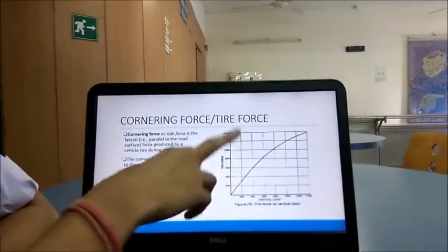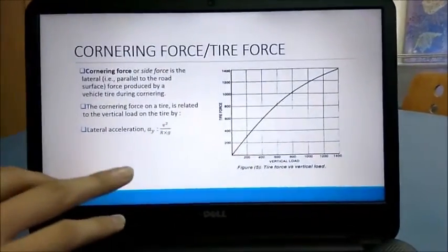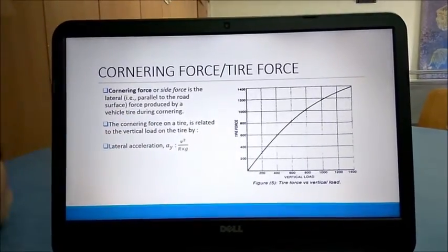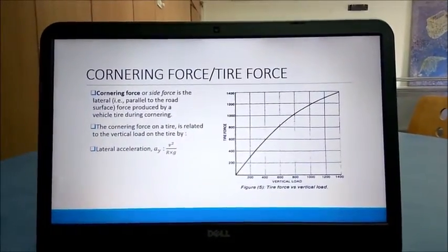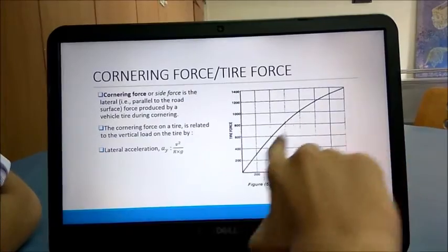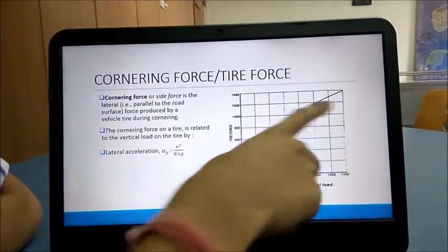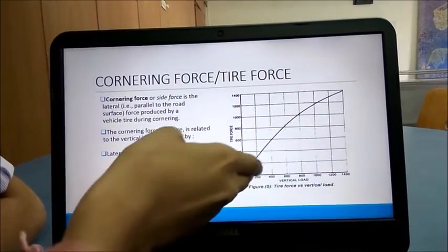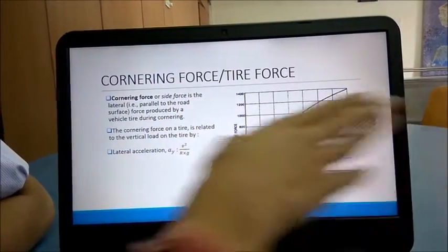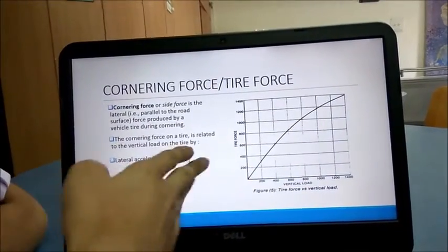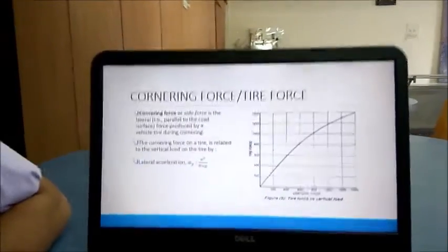As you can see here, this is the graph for the cornering force versus vertical load. Cornering force is directly dependent on the vertical load on the tires. So as you can see in the graph, the rate decreases as the vertical load increases. Earlier the tire force is sort of linear, then it kind of fades away. This is the equation for lateral acceleration.